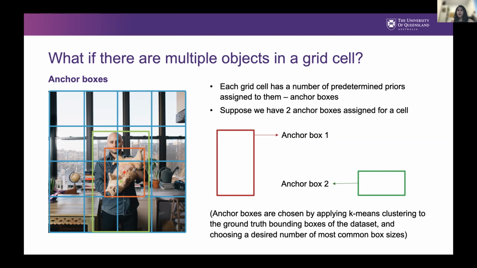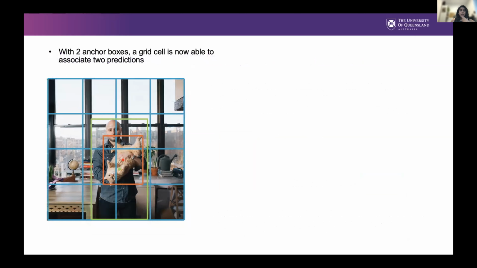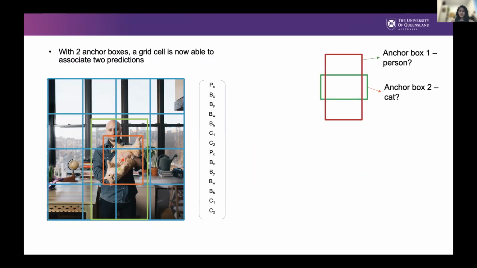So we can easily pick out some common anchor box size for almost all people in general, and some common anchor box size for cats in general, right? So then we assign these two sizes of boxes for all the grid cells. And then what we do is, because these grid cells have two anchor boxes now, they can associate two sets of predictions, right? So the first one can be used to predict a person, the red anchor box, and the green anchor box can be used to predict a cat, right?